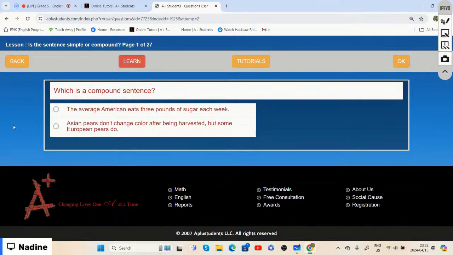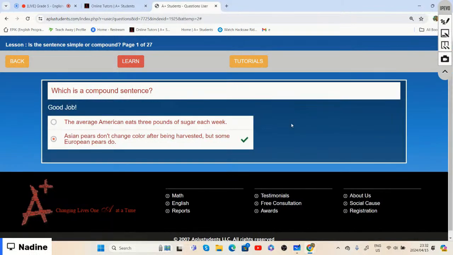All right, if we answer the question of which is a compound sentence, then yes, option two is correct, right? Because option two shows Asian pears don't change color after being harvested, comma, but, which is the conjunction, some European pears do. So option two is a compound sentence. Remember, a compound sentence is two simple sentences joined by a comma as well as a conjunction. So well done.